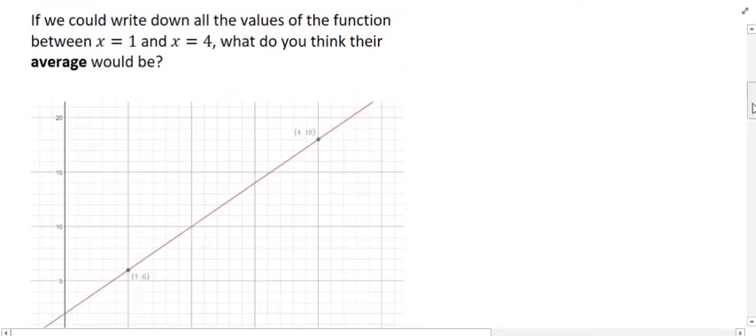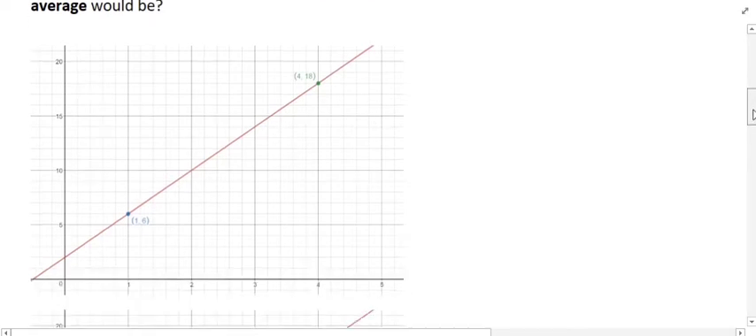The question is, if we could write down all those values, all the values of the function between x = 1 and x = 4, what would their average be? What would the average of all those values of the function be? Now, we actually can't work this out exactly. We could initially make an estimate.